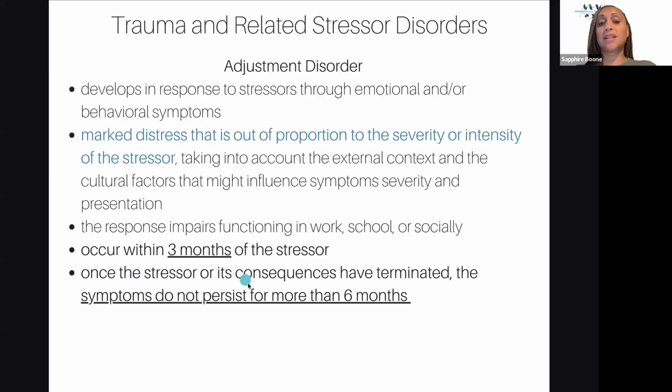Once the stressor or its consequences have terminated, the symptoms aren't going to last, right? Because if they are lasting, then we want to maybe look at something else, maybe major depressive disorder, or some other type of anxiety disorder, or whatever. We want to look at something else. But adjustment is in response to a stressor, out of proportion to the severity or intensity of the stressor, and occurs within 3 months. So we know it's coming from the stressor, right? It's not just something that always has been there, but has occurred because of this stressor.